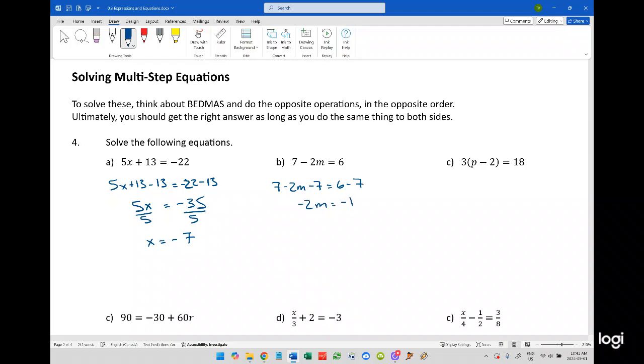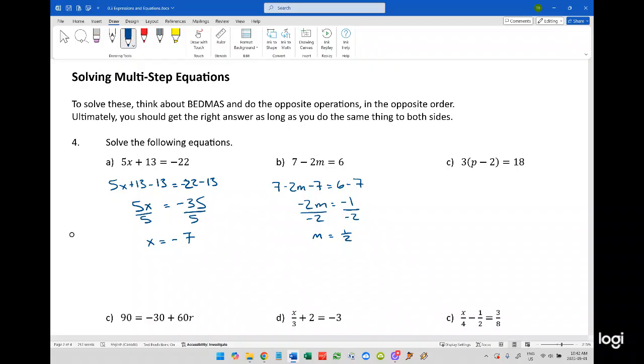And then I'll divide that by negative 2, and that by negative 2. And that gives me a half. And you can always mentally or formally plug this back into the original equation and see if you get the same thing. 7 minus 2 halves, well, 2 halves is 1. 7 minus 1 is 6. Yeah, that works. That seems to be okay.